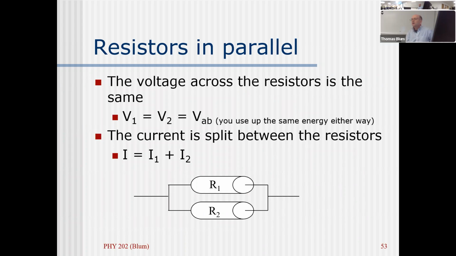Okay. So here is resistors in parallel. Resistors in parallel see the same voltage. V1 is equal to V2. Their currents add. The current comes to the junction and splits up, and then when you get to the other junction, they add back up together. So the total current is the current that goes through the 1 plus the current that goes through the other one.